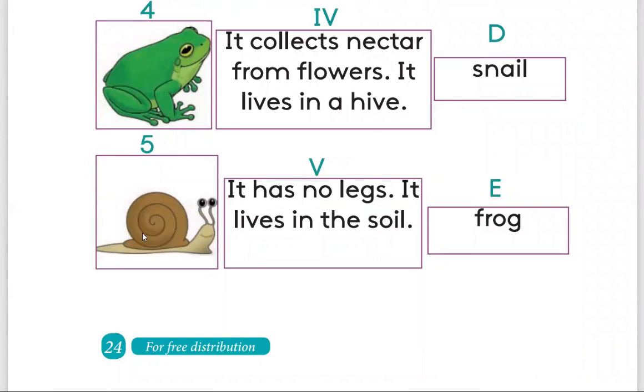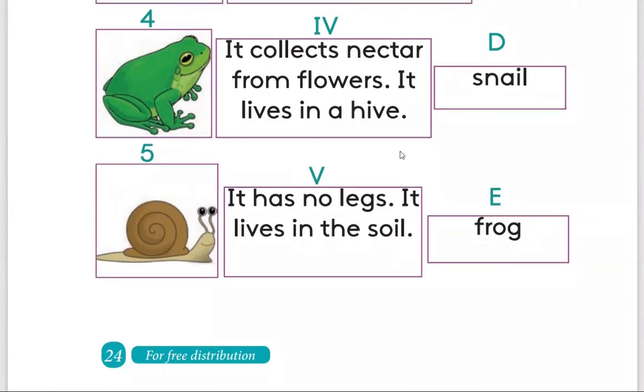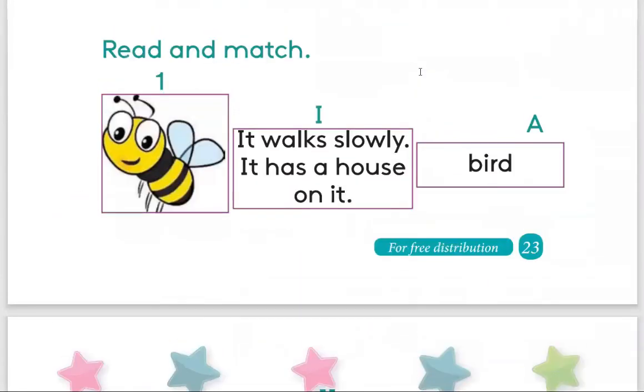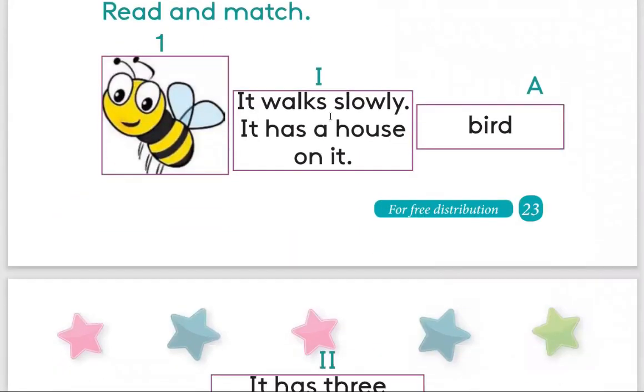And it has a house. This is the snail's house at the back on it, right? Yes, snail. This is the word snail, right? You should draw the picture and label, write the name and write the description here. You should write the description, the information about the animal, right?